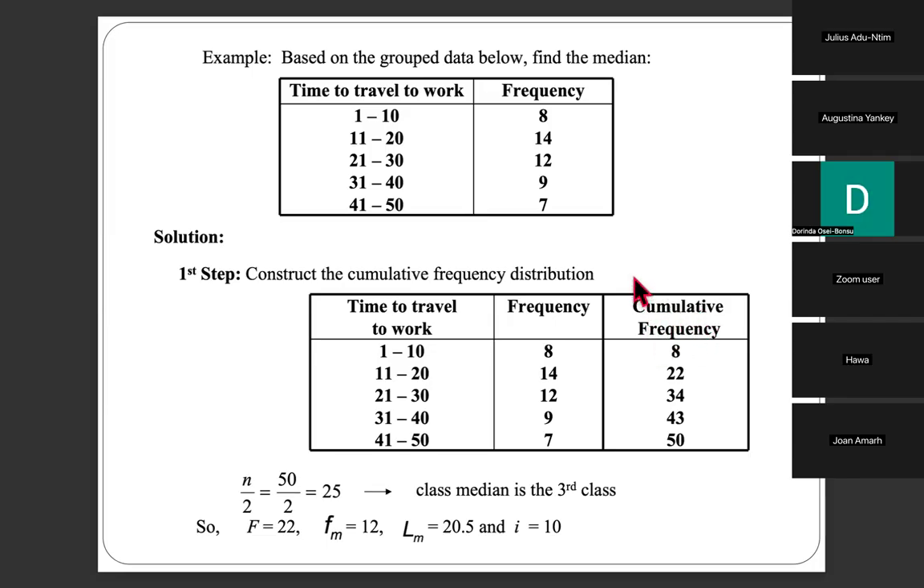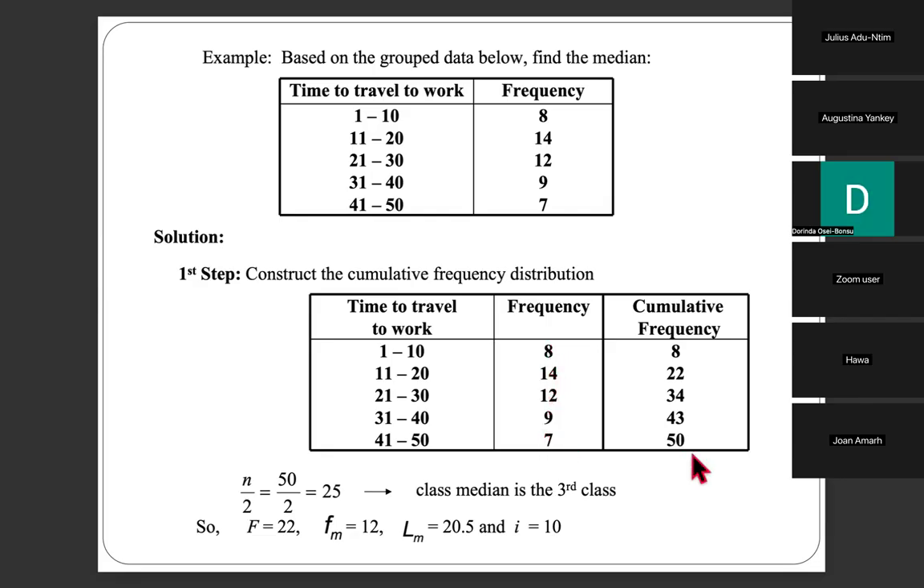Cumulative frequency means you add the frequency downwards. So let's start by finding our cumulative frequency. Our first frequency is 8. When we add 8 to 14, we get 22. When we add 22 to 12, we get 34. When we add 34 to 9, we get 43. And when we add 43 to 7, we get 50. So this is how you find your cumulative frequency. You add your values downwards.